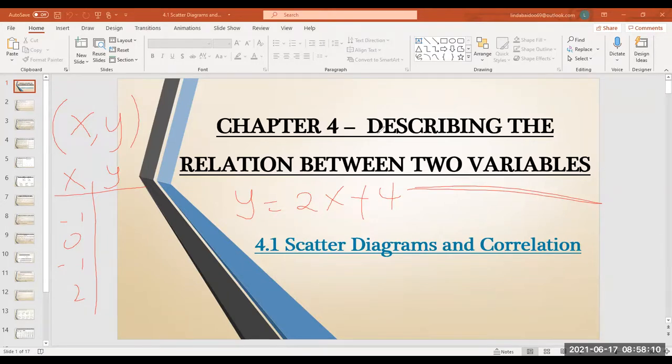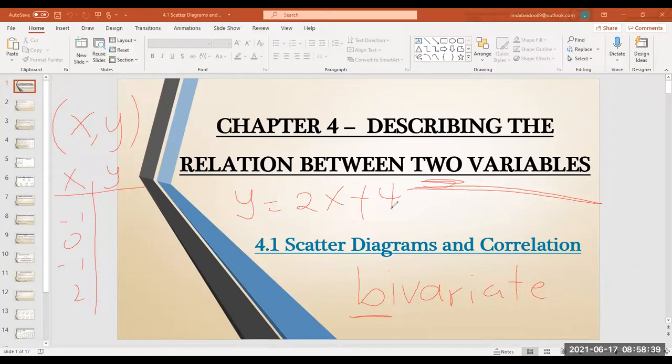So in chapter 4, we are representing some of the things we learned in algebra, and then we'll apply it to statistics. In this chapter, we'll discuss graphical and numerical methods for describing bivariate data. When we say bivariate data, because of the word bi, it means that we are looking at two. That is data in which 2 variables are measured on an individual.